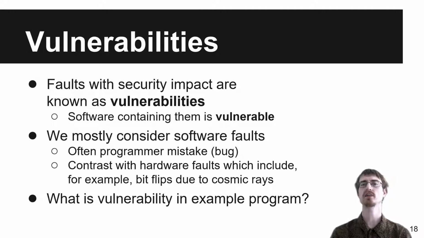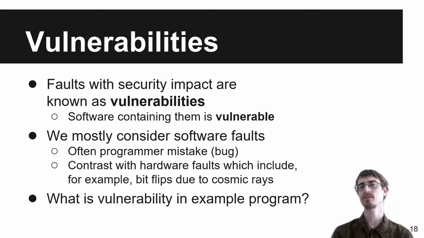So in this course, we mostly consider software faults. So this is the case where a programmer makes a mistake or a bug in the program. Now this can be contrasted against hardware faults, which include, for example, bit flips due to cosmic rays. However, also hardware faults can definitely be vulnerabilities. Even here at the appsec group, we do a lot of research into hardware vulnerabilities. And you may have heard about Spectre and Meltdown, or perhaps even the Riddle vulnerability, which was found by us.